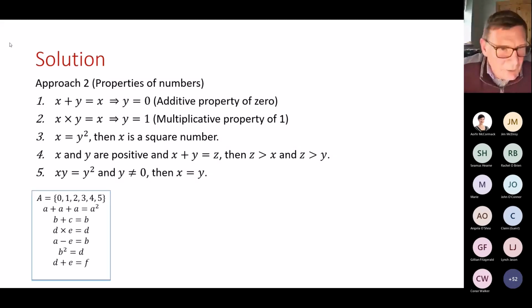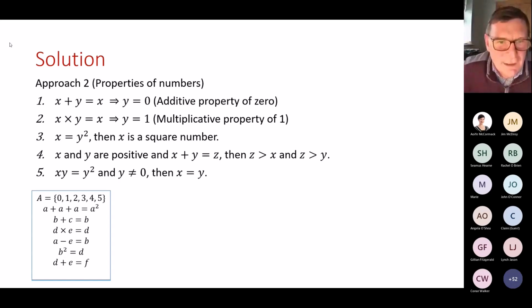So how are we going to use those properties? If we scan down through it, we see b plus c equals b. So we're going to be using property 1 to find b. We see that d multiplied by e equals d. So we're going to use property 2 to find e. If x equals y squared, then x is a square number. So d is the square number. Now it can't be 1 because we already used 1. So d is going to equal 4.